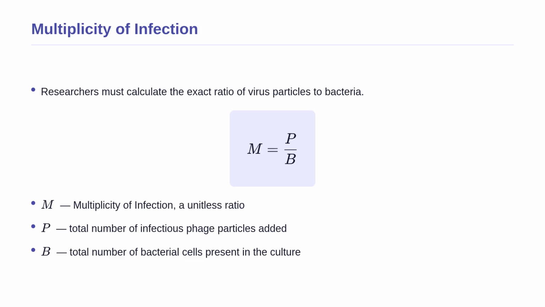Here, M stands for the multiplicity of infection, which is a unitless ratio. P represents the total number of infectious phage particles added, and B represents the total number of bacterial cells present in the culture. Physically, if the number of phage particles increases while the bacteria count stays the same, the ratio increases, meaning multiple phages might attack a single bacterium.